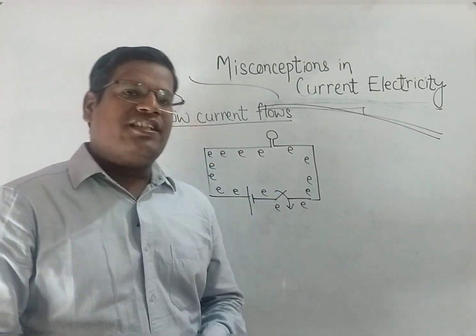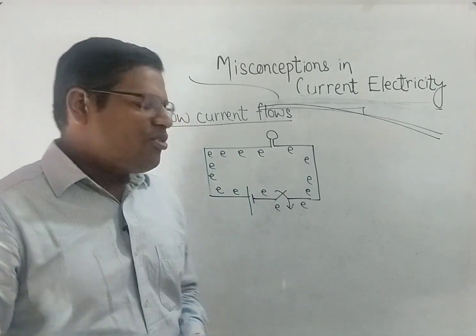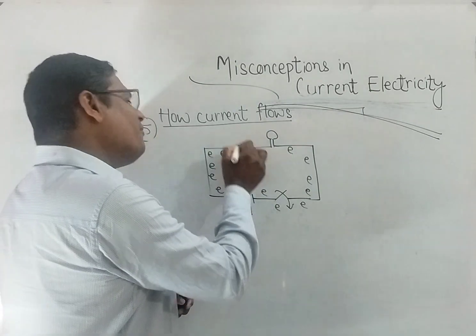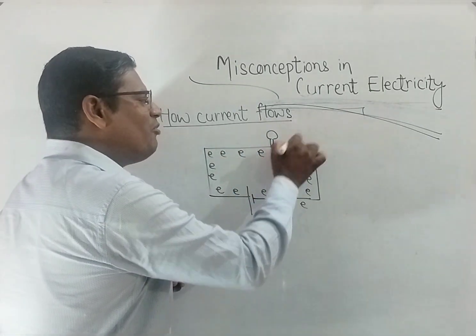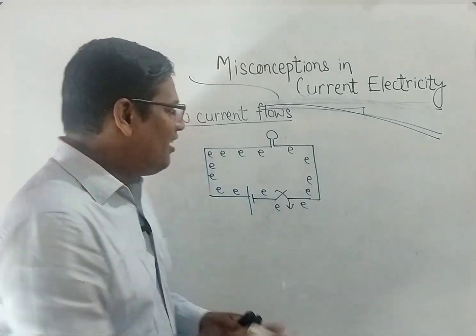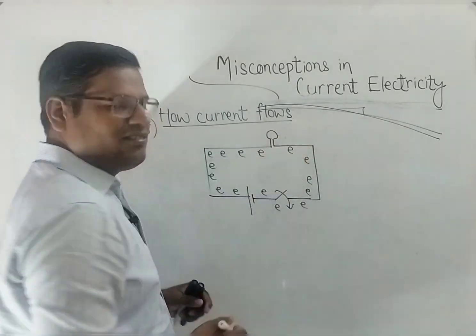That's called random velocity, and the average velocity is 0. That means although this electron will be moving like this, over a period of time it will be there only. Although the electron moves randomly and with very high speed, 10 to the power 5 meter per second, over a period of time it will be there only, right?